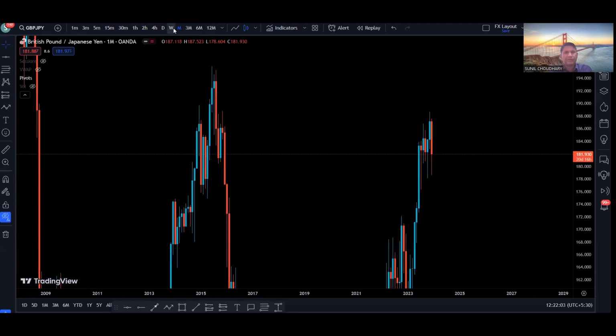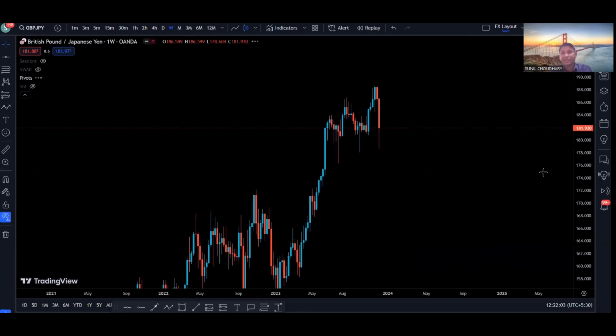Now let's see what is happening on the weekly time frame. The weekly time frame is bullish, as we are making higher highs and higher lows.